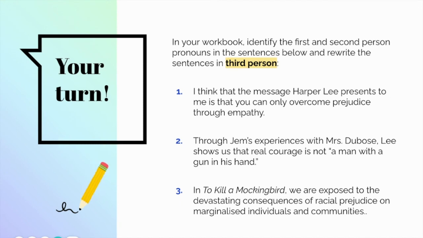So, again, I'm going to get you guys to pause this video in a moment. Let's have a go at this activity. So in your workbooks, I want you to first identify the first and second pronouns in the sentences below. And then I want you to rewrite the sentences in third person. So if you look at the first sentence, I think that the message Harper Lee presents to me is that you can only overcome prejudice through empathy. Now, what are the first and second person pronouns? I can spot I, me is first person, you is second person. So your job is to identify in these sentences the first and second person pronouns and then change them into third person, because that's how we write text response essays. Alrighty, Year 9s. Pause this video, have a crack at this task.